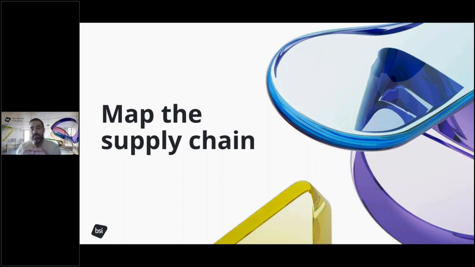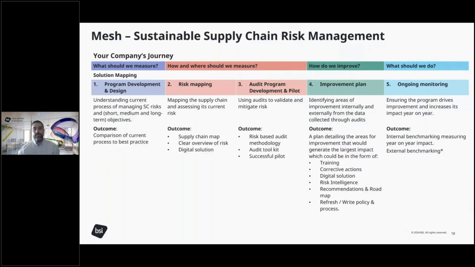We find that it's always better to get that process down, and then you can use a tool to scale it, overlay risk on top. So we'll talk a little bit about that, but we'll stay focused on the process of mapping risk in the supply chain. So just as a reminder, this is BSI's mesh methodology.